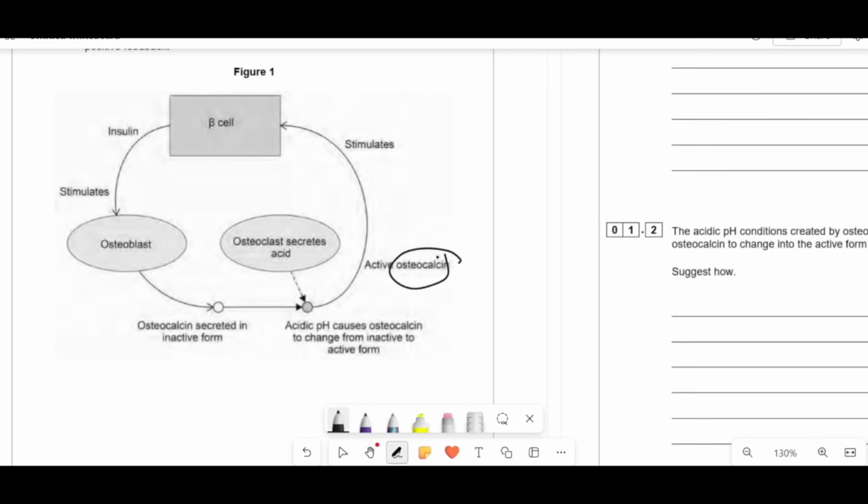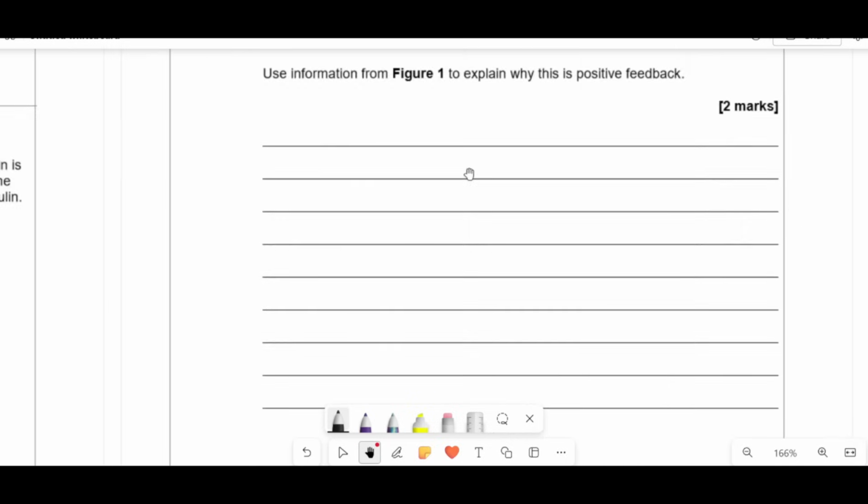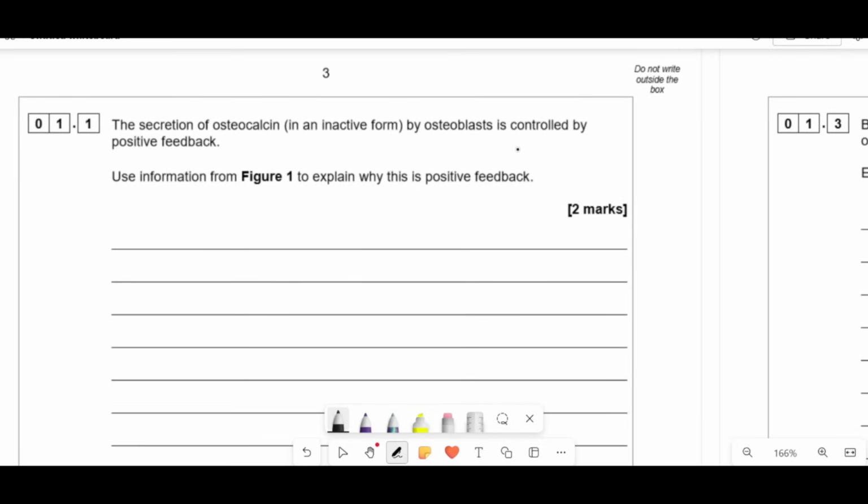So acid from these osteoclasts makes this become active. As a result, you get active osteocalcin, which then stimulates the beta cells to make more insulin, which stimulates osteoblasts, which makes more of this, makes more of this. You can see how it's a self-perpetuating cycle. So in this case, it says the secretion of this is controlled by positive feedback. Use information to explain why.